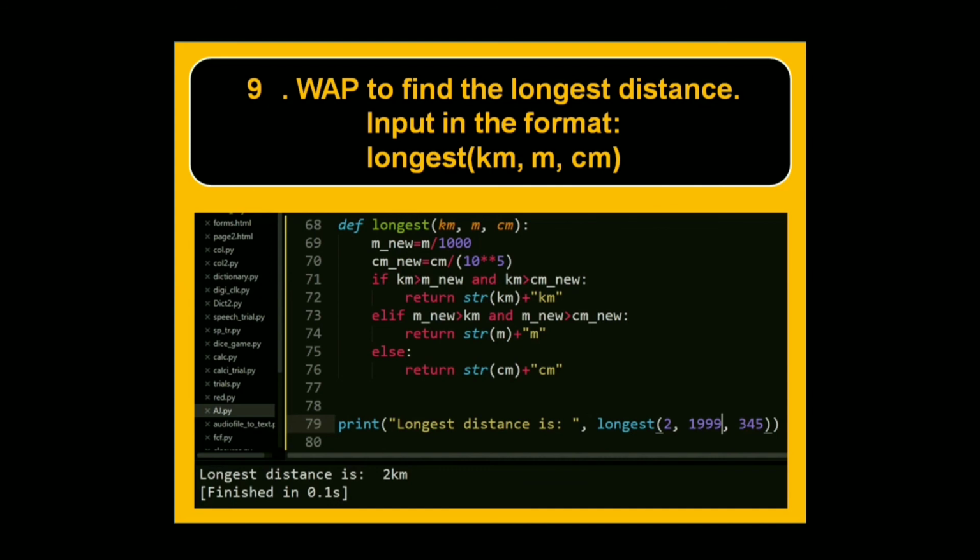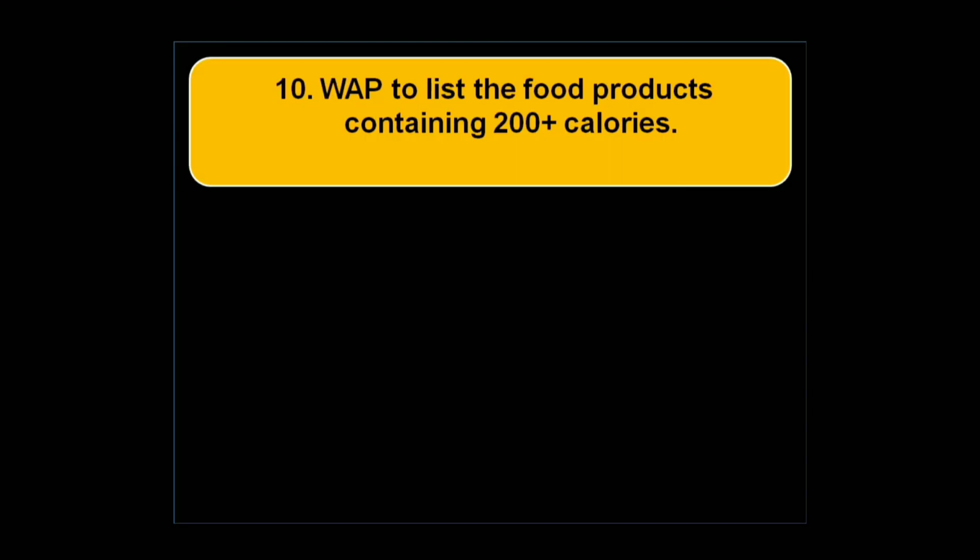The last one for this questionnaire. Again, you were supposed to write a program to list the food products containing 200 plus calories. If it's 200 or more calories, list it out. Now it's pretty simple, no complication at all, and try it out. Okay, I hope you have tried it out.